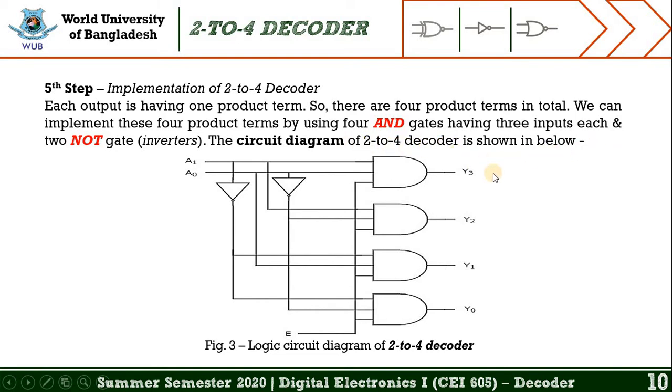shown below. And we have already seen there are 2 general inputs, which are A0 and A1, and one special type of input, which is enable and symbolized by E on the left side. And on the right side you may find the outputs, which are Y0, Y1, Y2 and Y3. And this is the logic circuit diagram of the 2 to 4 decoder.